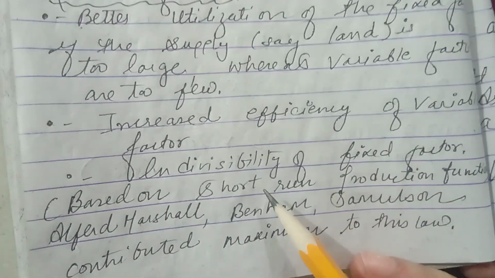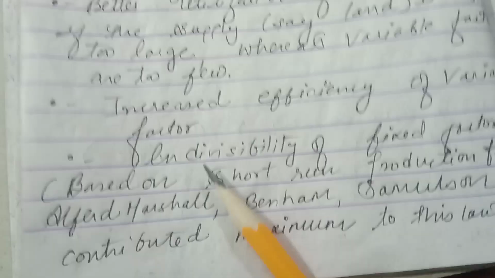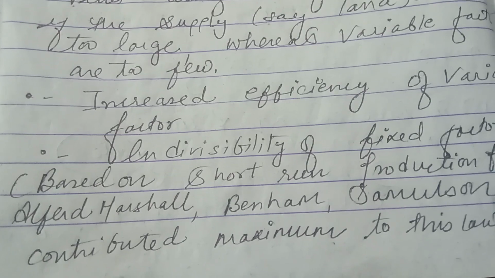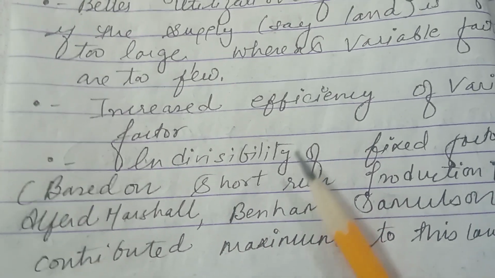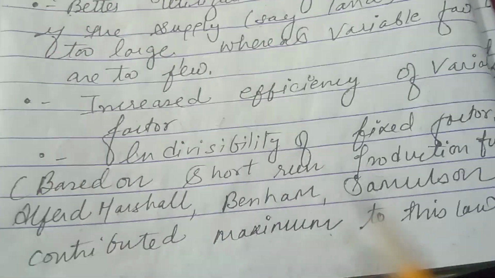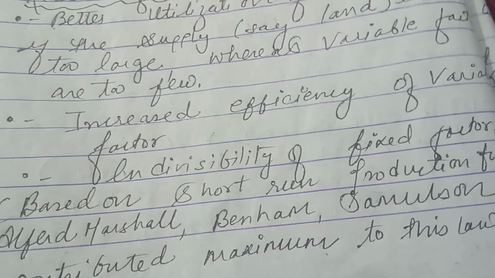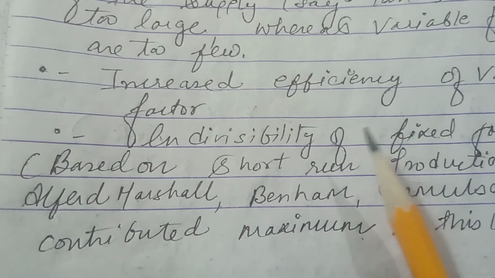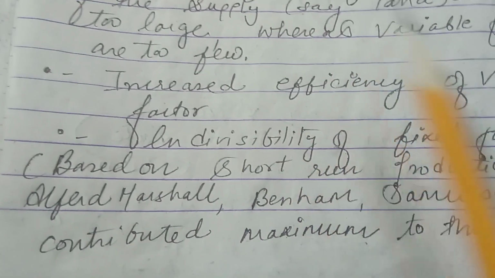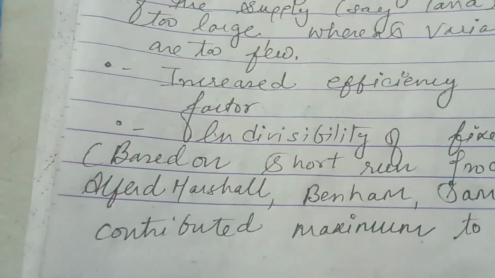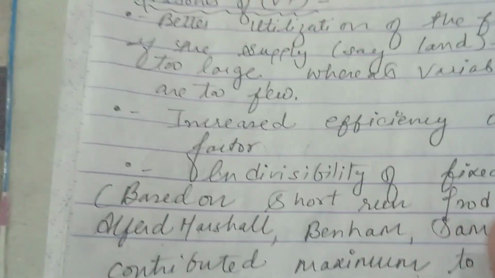Indivisibility of the fixed factor is based on the short run. Actually, the variable proportion law is based on the short run production function, and the famous economists who gave this theory were Alfred Marshall, Benham and Samuelson. They contributed the most to this law, giving their views from time to time to make the concept clear. Well, students, let's continue.